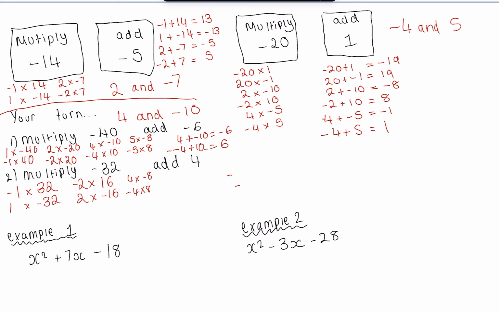Next one, we've got minus 2 and 16 and 2 and negative 16. This one here would give us a positive 14. This would give us negative 14, so that can't be it.